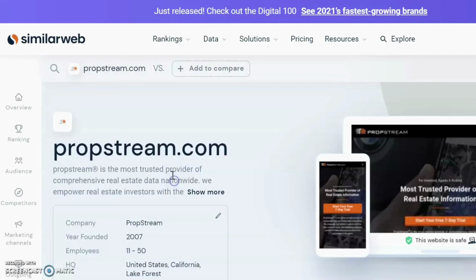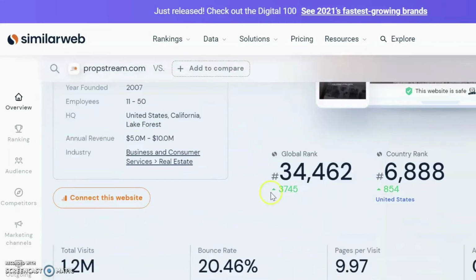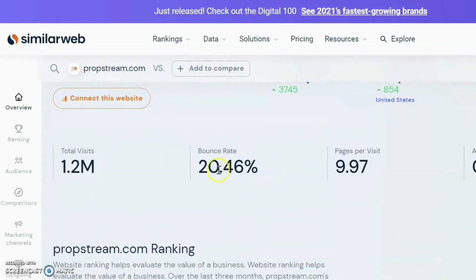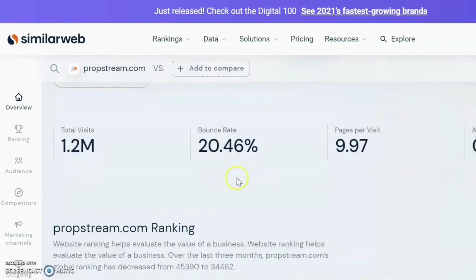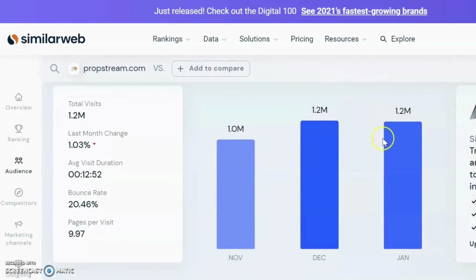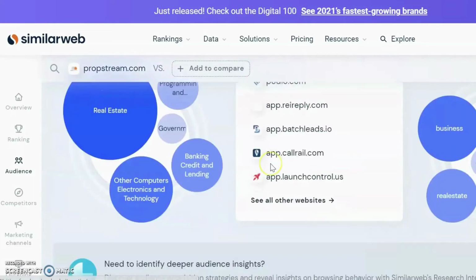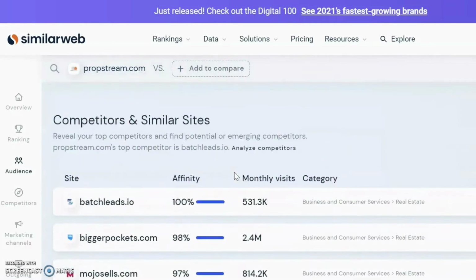Let's jump to another example, a company called PropertyStream.com. PropertyStream is real estate related data. So as we can see, this particular company has been growing. Fairly low bounce rate, good average duration. Let's take a look at its 3 months. So we can see it's grown and remained relatively steady. So this could provide some good insights, primarily the United States as well, and real estate similar websites.